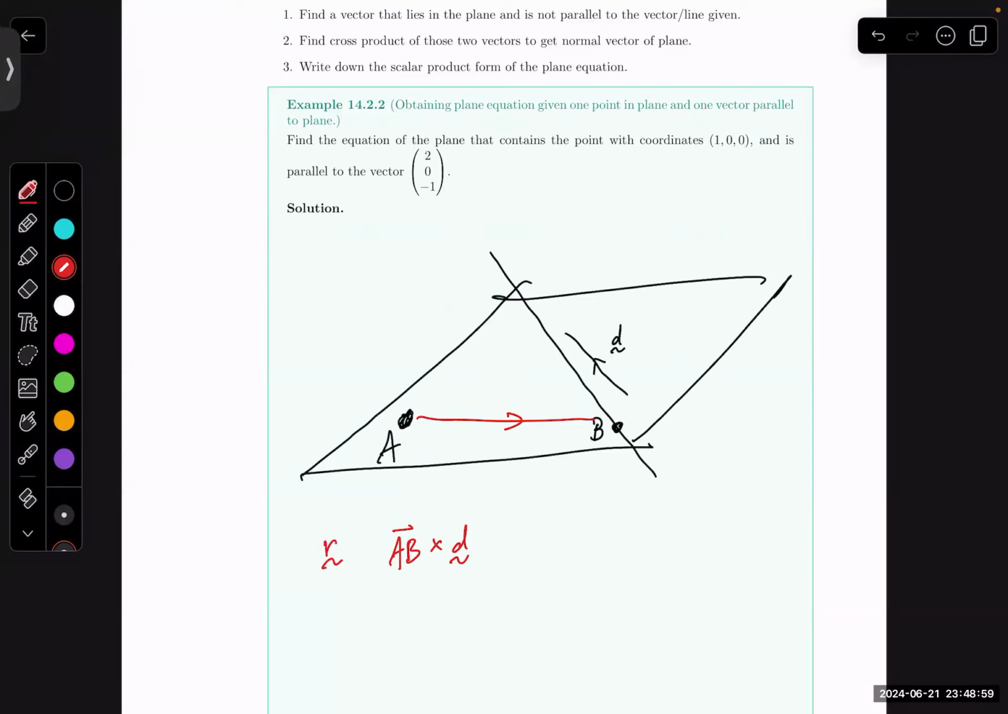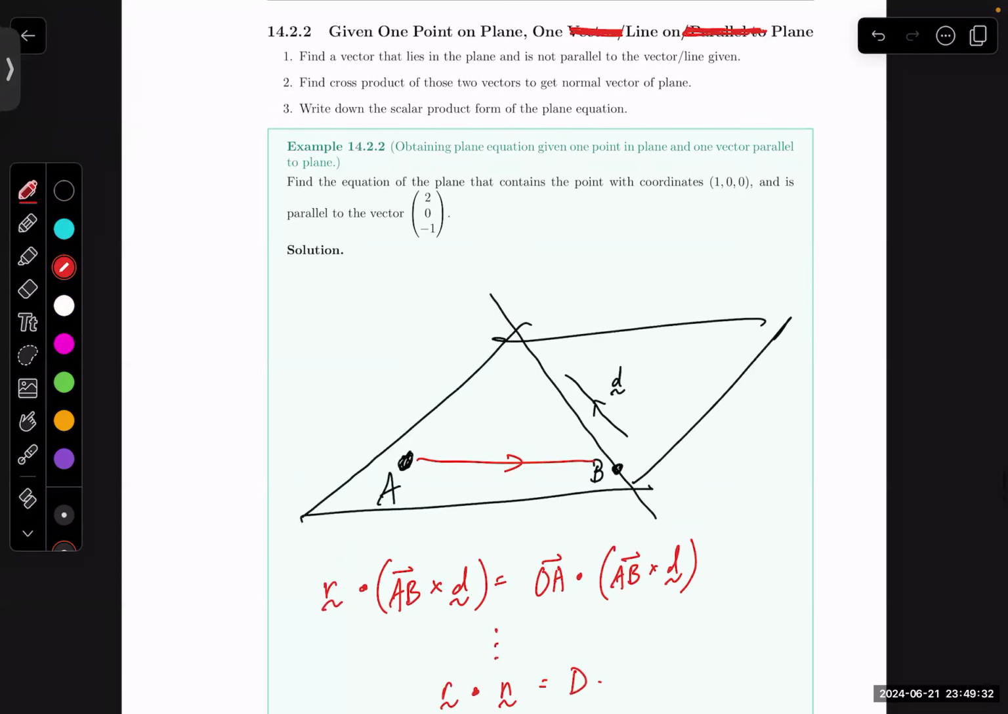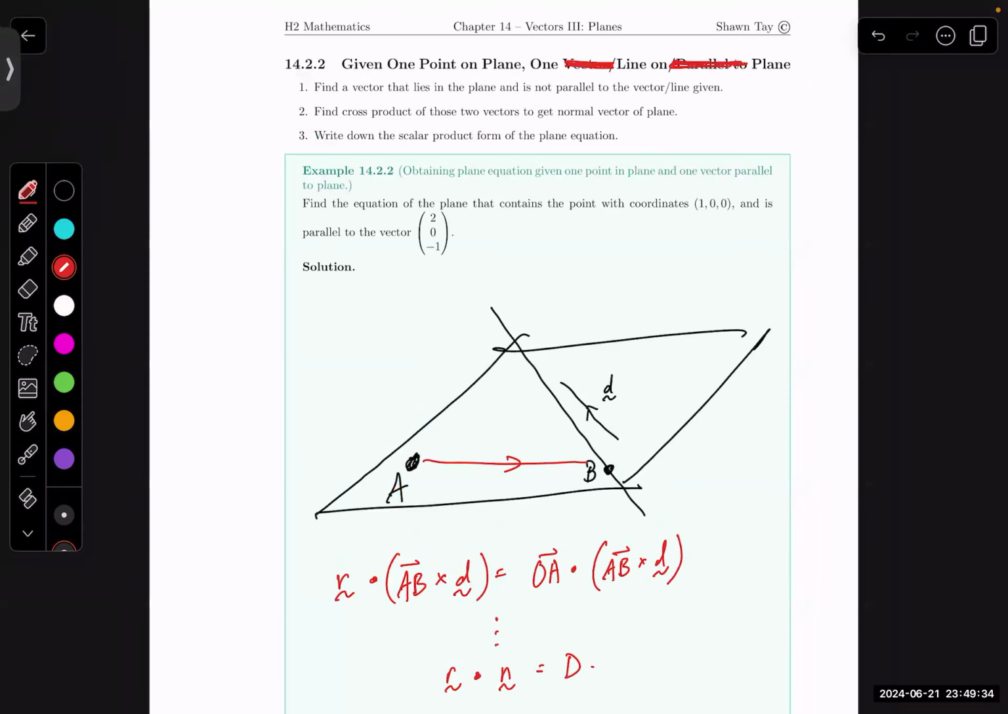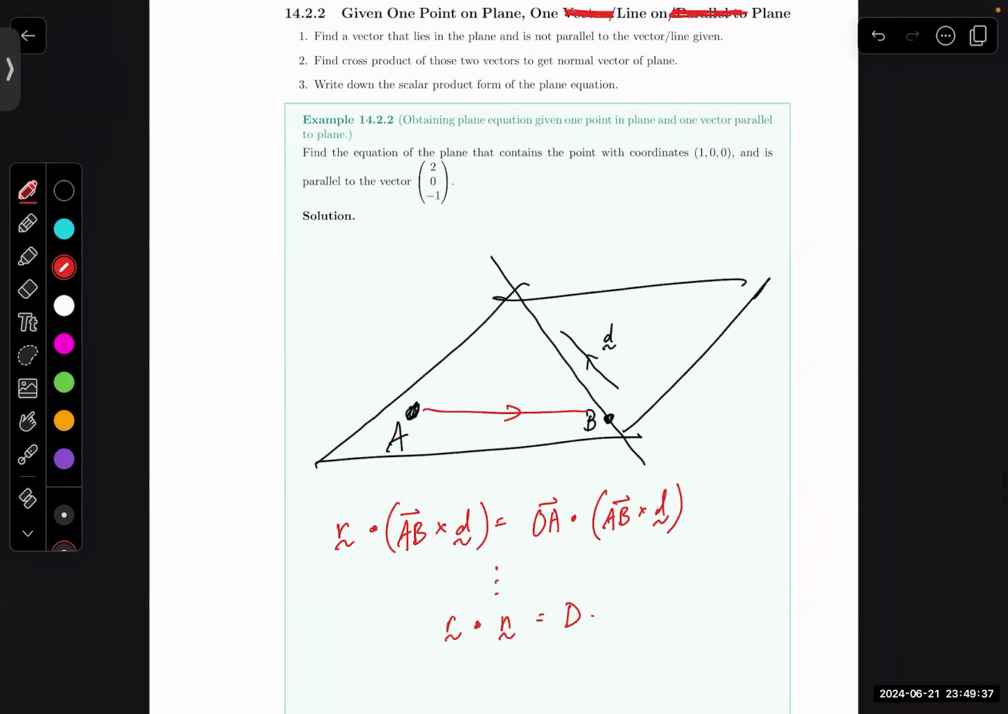So any arbitrary position vector dot this vector should give me the same thing as, for example, OA dot the same thing. Okay, so you just need to solve for this and also evaluate this. Eventually you will get R dot some normal vector equals to some number. Okay, so this is how you get the equation of a plane from one point and one line in the plane. Okay, next one.